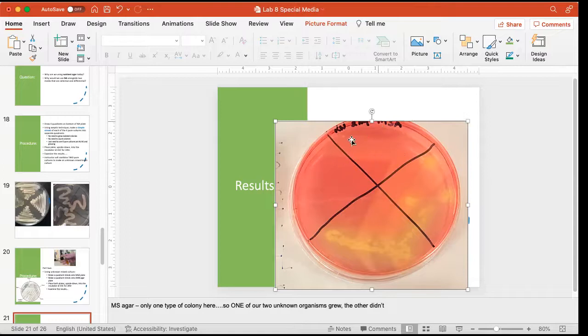You can see there's nothing growing in the third or the fourth one. I got colonies in the second one. All right, so I can tell you, because it is a little hard to see, I have one type of colony growing here. One organism grew on this plate and it turned the media yellow.